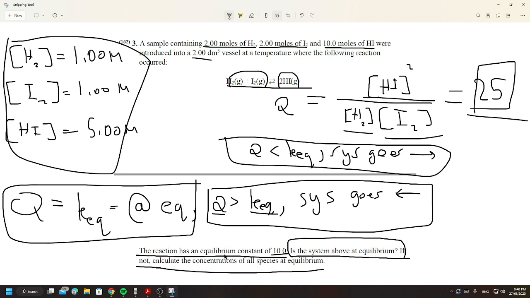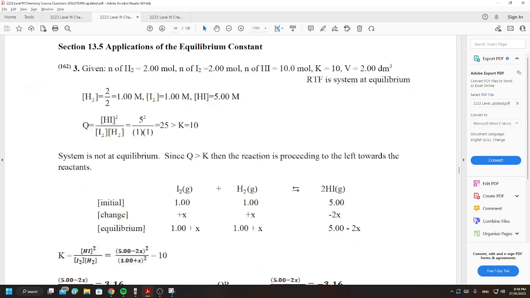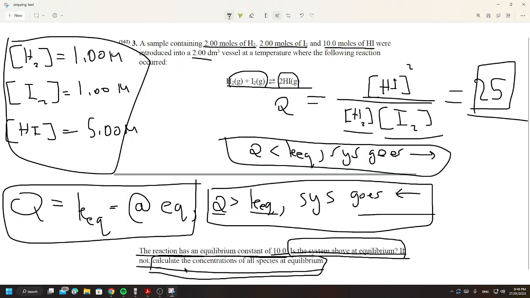Therefore, the system is not at equilibrium. It goes towards the leftward direction. So they told us here to calculate the concentration of all the species at equilibrium. Here, I believe we're going to do the ICE table. Let me just double check. Yeah, ICE table. Okay. So I'm just going to delete all this.